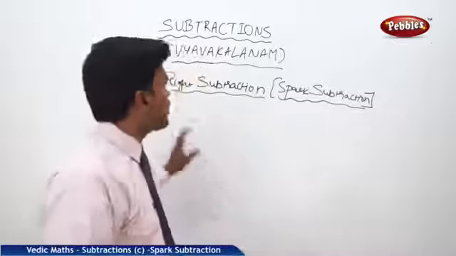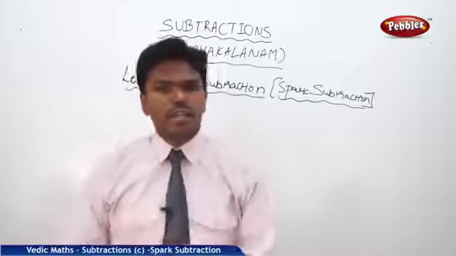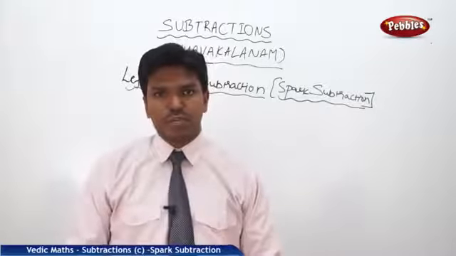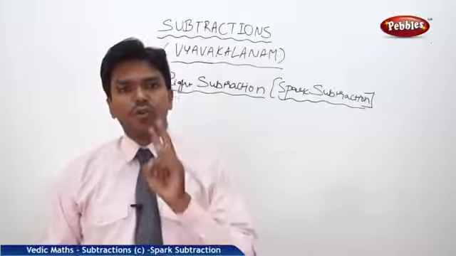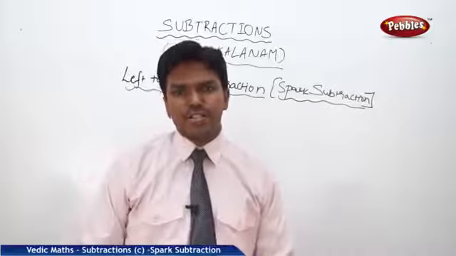We are going to do it from left to right, and we are going to get the answer within a single line. Here we don't need any borrowings, and we don't need vinculum either. For this type of subtraction, we have to discuss two main basic concepts. The first one is match and mismatch numbers.